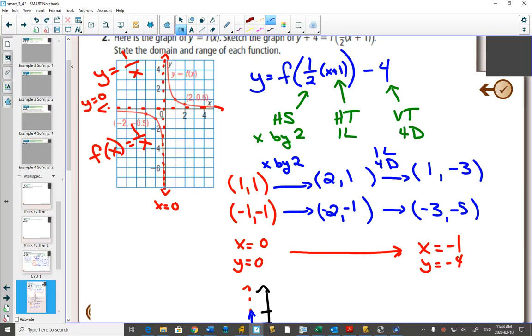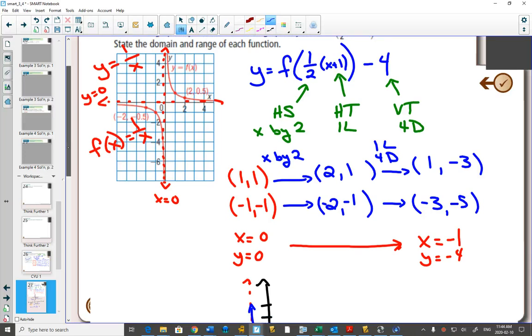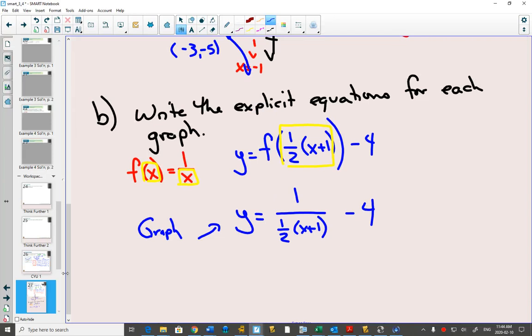this on your own with the asymptotes and labeling 2 key points, 1, 1, negative 1, negative 1. Then you would have to be able to recognize that this stuff is where the x was, so this is the inside of the function. This is a horizontal stretch. X by 2. This is a horizontal translation, 1 to the left. And this would be a vertical translation, 4 down. But that would make this same question a little bit harder, right? Because you'd have to be able to recognize the graph. And I think the 1 over x one is the hardest one to recognize.